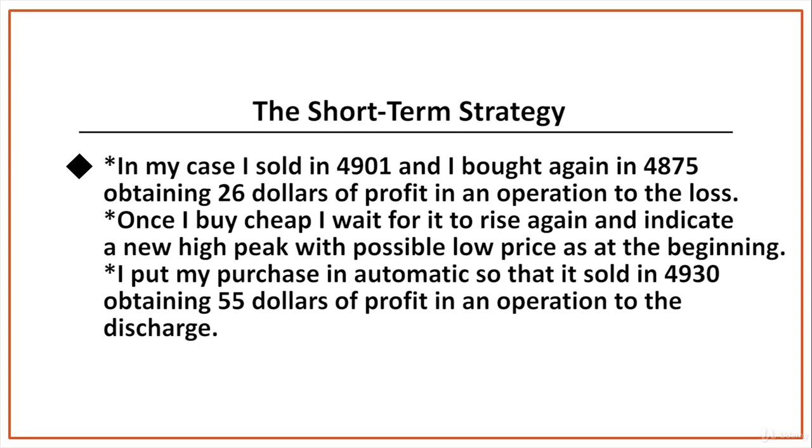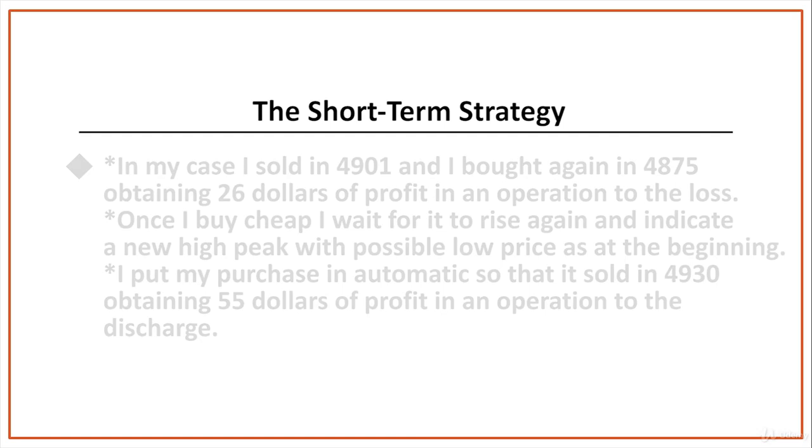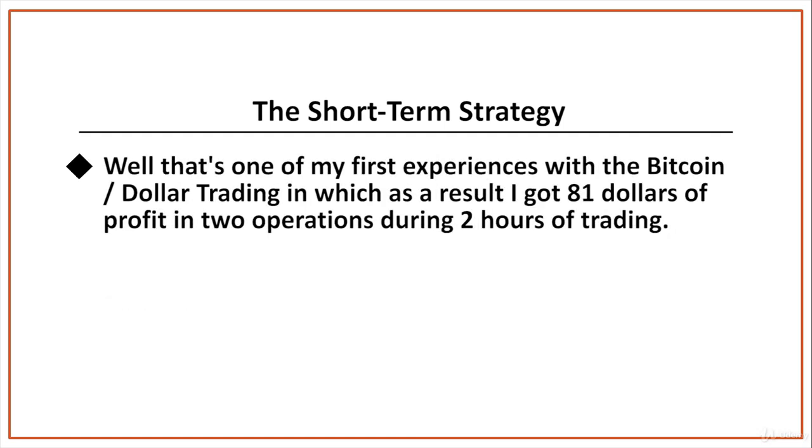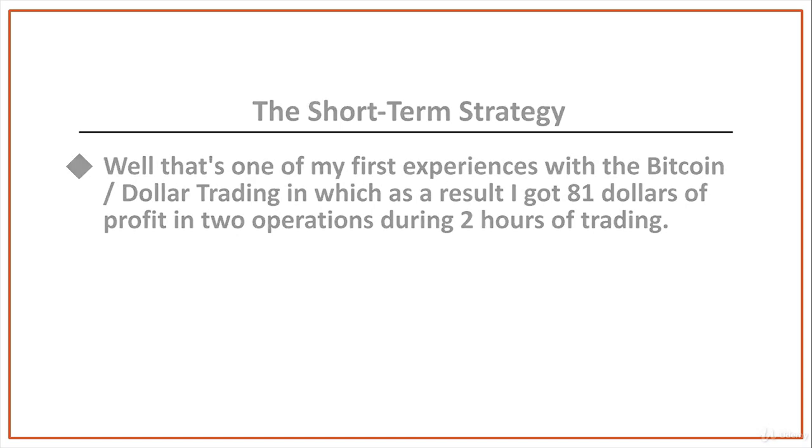But once I buy cheap, I waited to rise again and indicate a new high peak with possible low prices as at the beginning. And I put my sale in automatic so that it sold at 49.90 and 49.30, obtaining $55 in profit in an operation to the discharge. Well, that's one of my experiences with the Bitcoin dollar trading, in which, as a result, I got $81 of profit in two operations during 2 hours of trading.